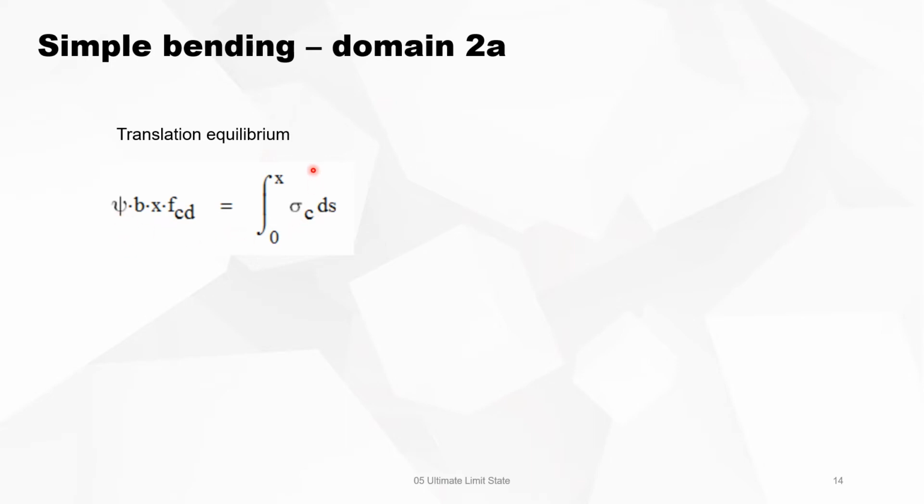So we make it equal to the integral, of course, of the stresses in the compression zone between 0 and x over the coordinate ds. We know the relationship of sigma c for the stresses, for the strain relationship. If we fill this in and we calculate the integral, we will find that psi is equal to 0.81. And it is independent of another coefficient. So in domain 2a, psi is always 0.81.